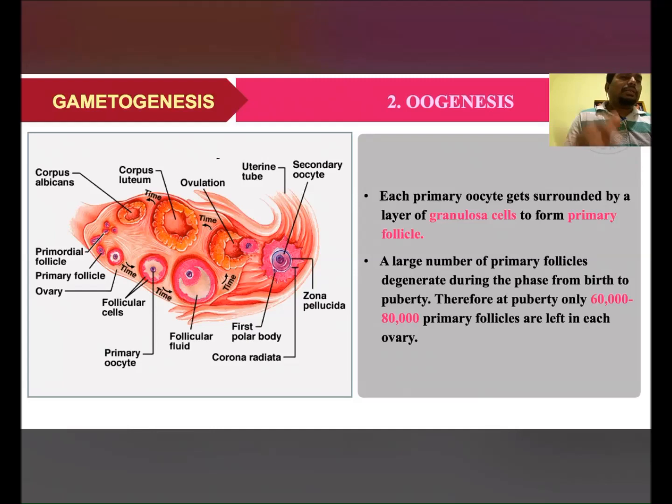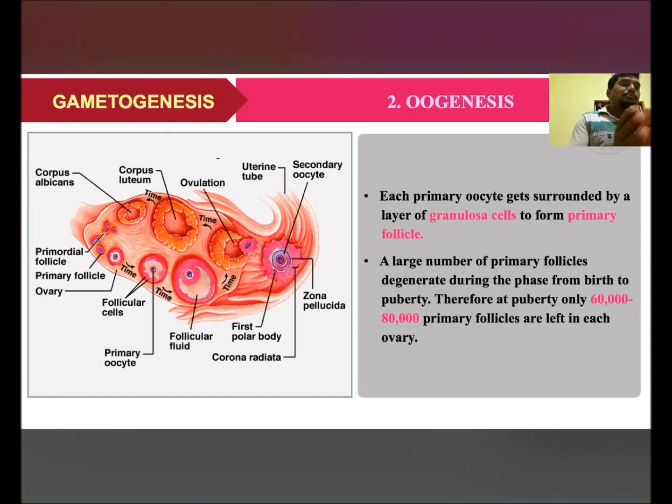Oogonia multiply to form primary oocytes, and primary oocytes undergo meiosis 1 and get arrested at prophase 1. These primary oocytes are surrounded by a layer of granulosa cells, and when surrounded by a layer of granulosa cells, primary oocytes form primary follicles. You can see in this picture, the primary oocyte is there, and when it is surrounded by a layer of granulosa cells it becomes a primary follicle, and a large number of primary follicles degenerate after birth.